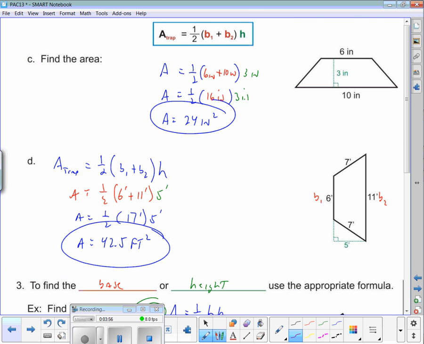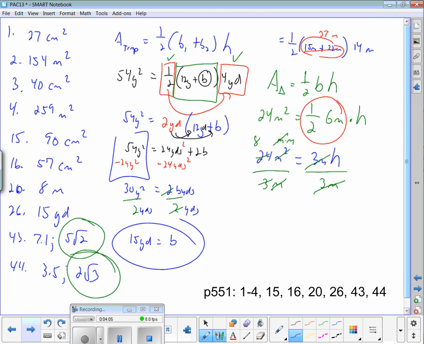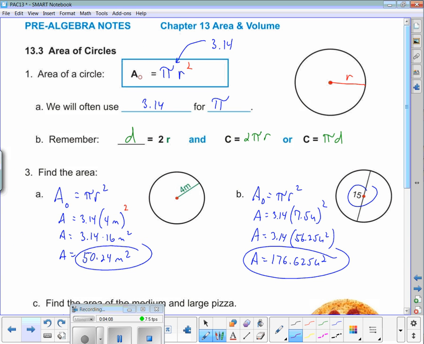Let me go back. Let's see what's on the bottom here. All right, shape like that. Again, what did we do? Area of a trapezoid minus the area of a triangle, and that allowed us to figure the shaded area of that bottom shape. Area of a circle, pi r squared.